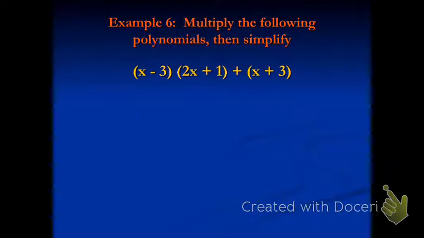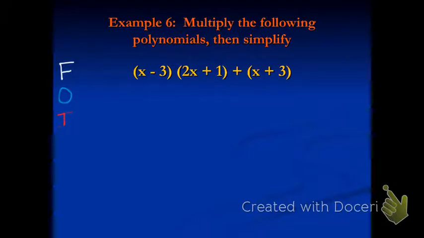Now we're moving on to a different example. It says example 6. It says multiply the following polynomials, then simplify. So we have a binomial of x minus 3, a binomial of 2x plus 1, and then we are adding a binomial of x plus 3 to that product.